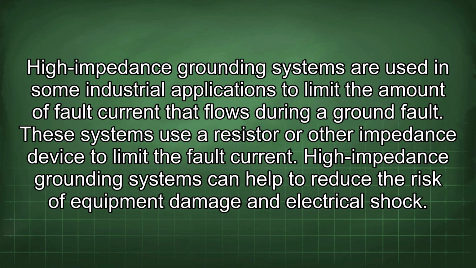High-impedance grounding systems are used in some industrial applications to limit the amount of fault current that flows during a ground fault. These systems use a resistor or other impedance device to limit the fault current. High-impedance grounding systems can help to reduce the risk of equipment damage and electrical shock.